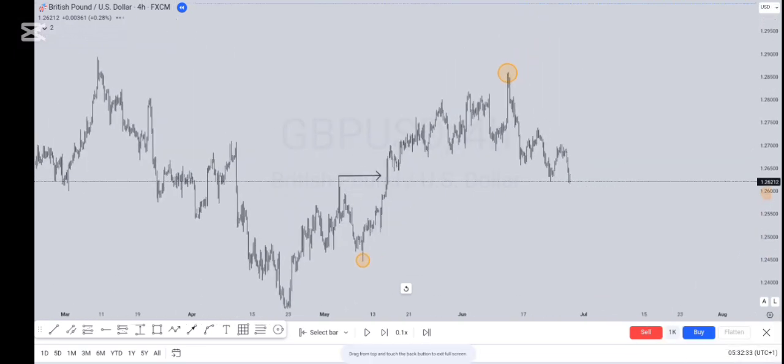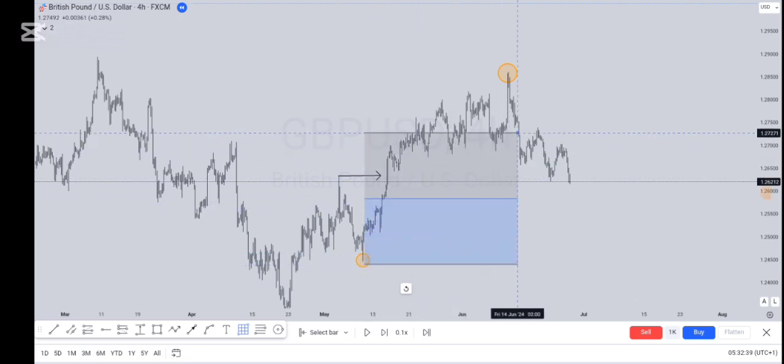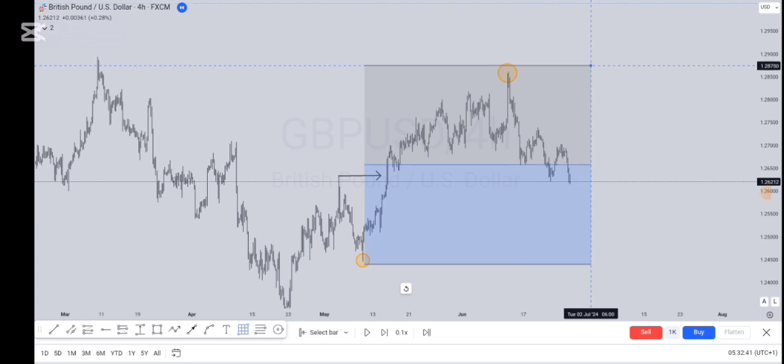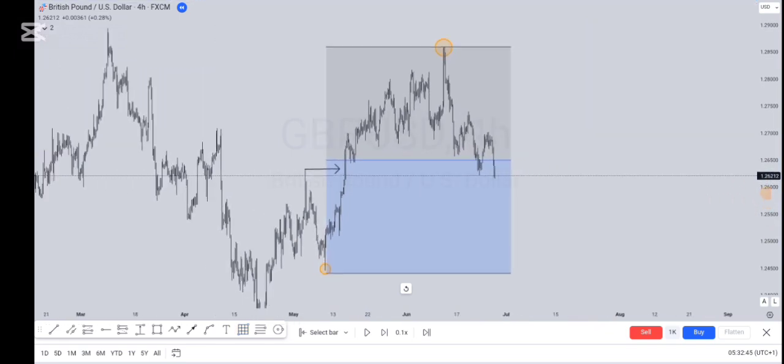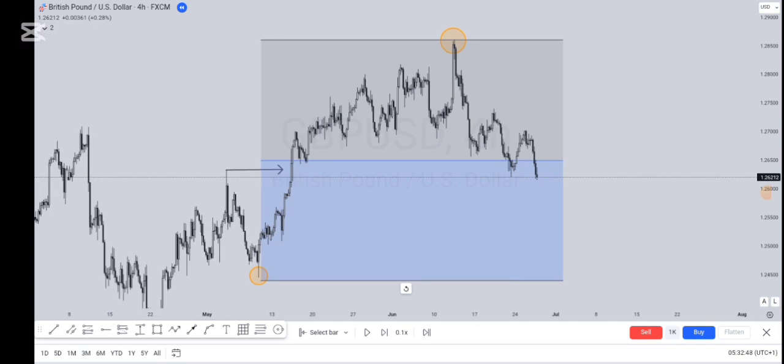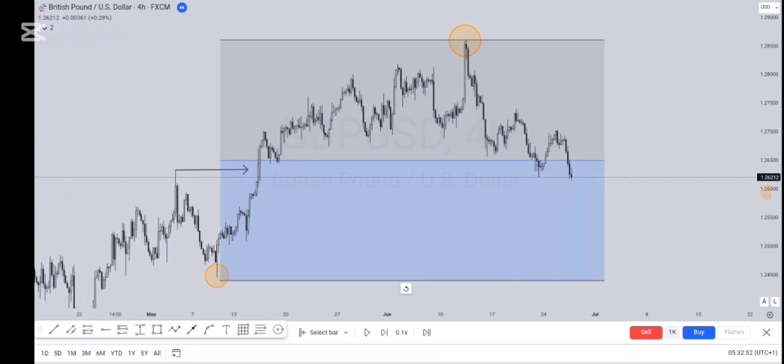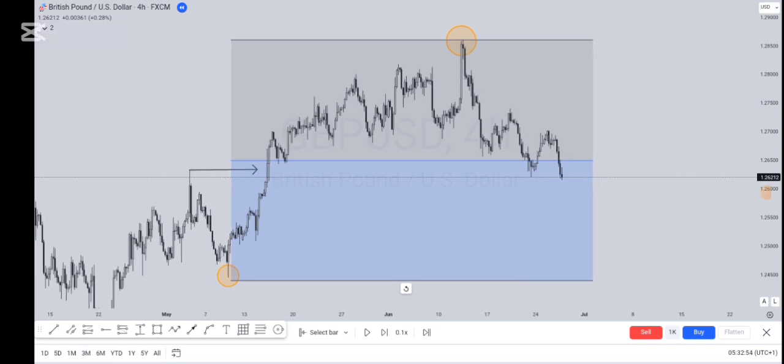So what are we going to do? We would draw our gang box from the higher low all the way to the higher high. And if you notice, this market has already touched our discount area. And now once it touches the discount area, you'll be looking for the best zone to buy this market.